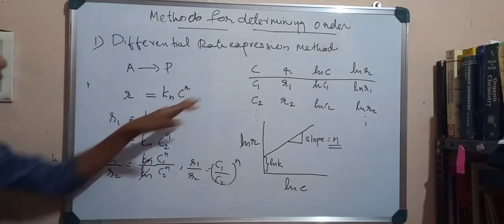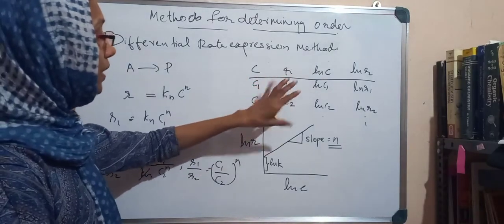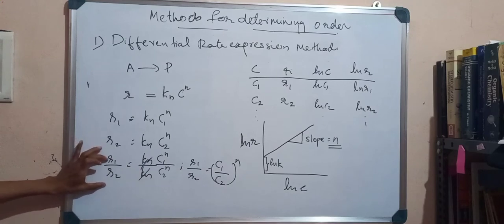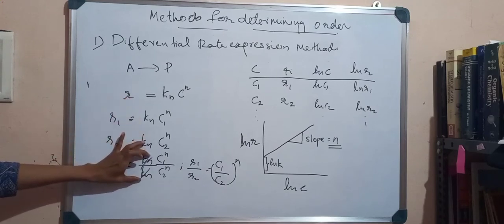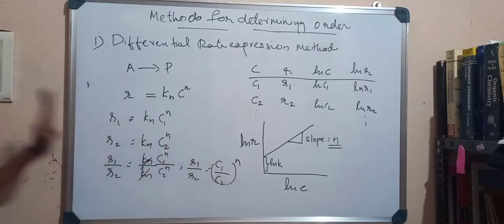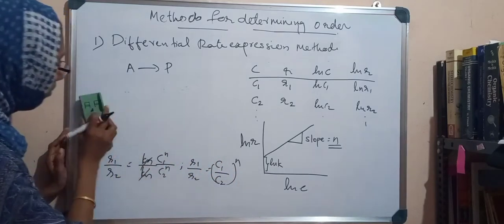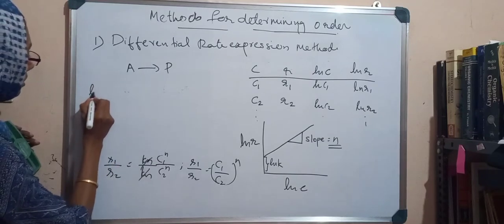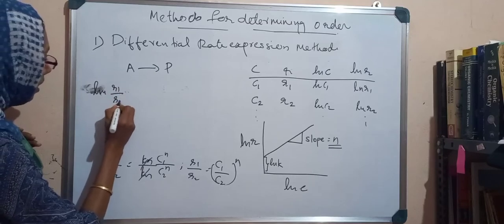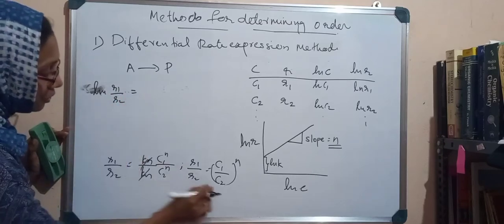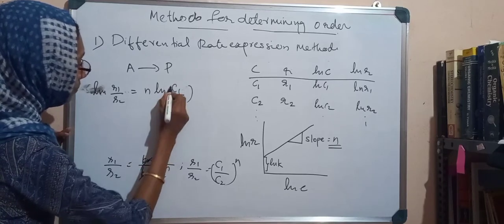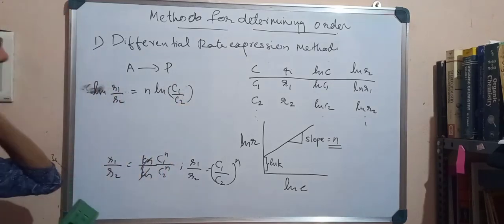So we can choose any two concentrations and the corresponding rates and take this equation: R1 by R2 is equal to C1 by C2 raised to n. Then taking the logarithm of this equation, ln R1 by R2 is equal to n ln C1 by C2.